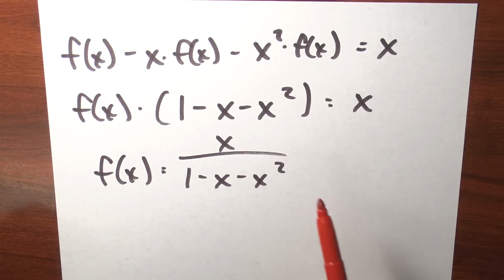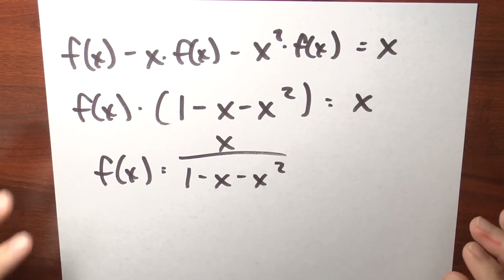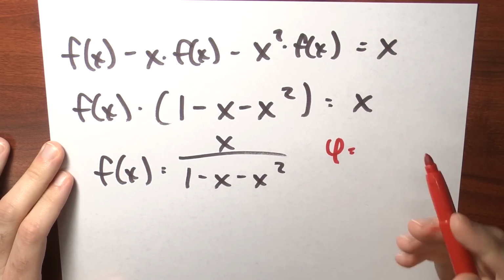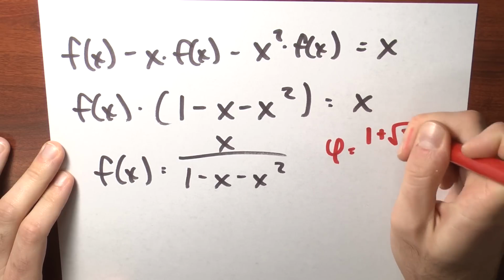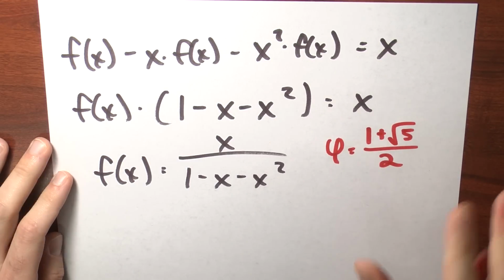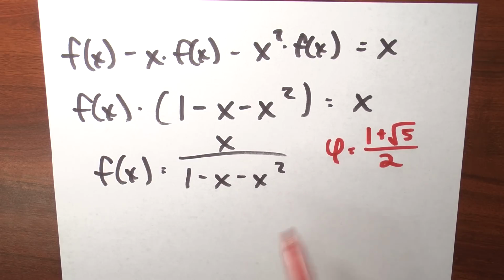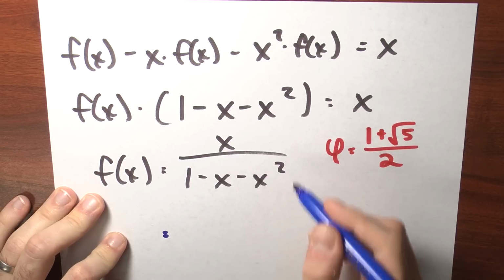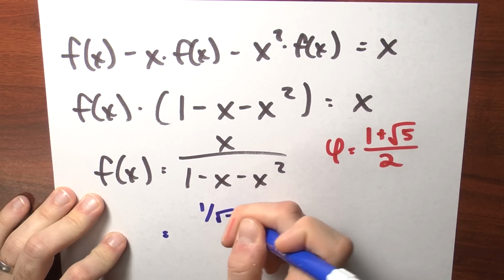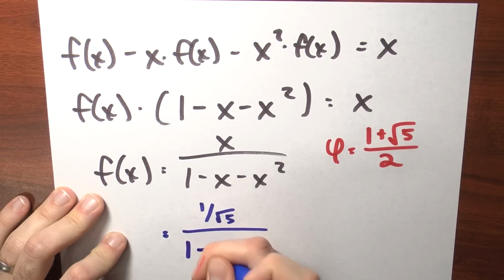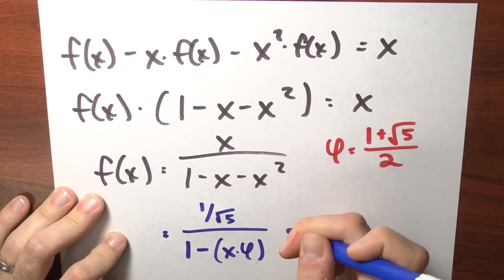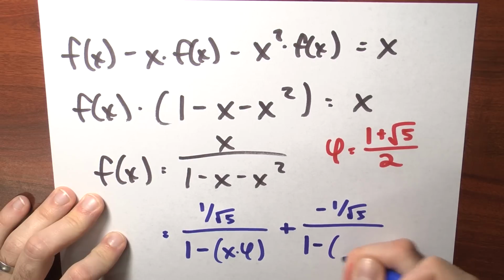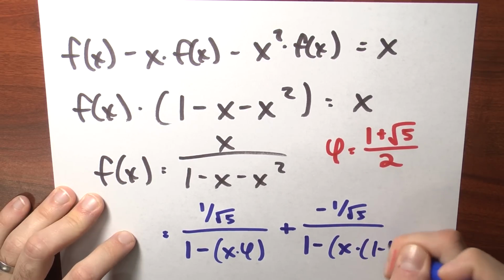Now I'm going to rewrite this function in what initially will seem like a much more complicated way. First, I'm going to define this other number that's actually traditionally called phi. This is the golden ratio. Phi is 1 plus the square root of 5 over 2. Okay, so that's this number phi. And I'm going to use phi to rewrite this function f. So it turns out that after quite a lengthy calculation, you convince yourself that this is 1 over the square root of 5 divided by 1 minus x times phi plus negative 1 over the square root of 5 divided by 1 minus x times not phi, but 1 minus phi.